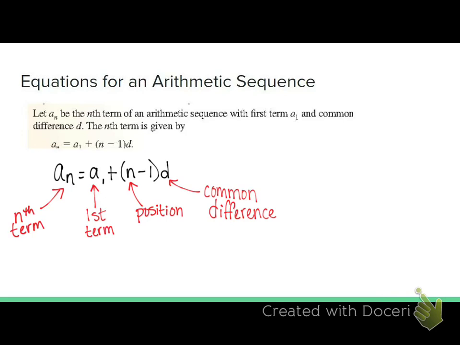Usually what these problems entail is that we're given a sequence and asked to find the nth term, like the 25th term. So we have to identify the first term. If we're looking for the 25th term, we would put 25 in for our position number. Then we would use the sequence they gave us to find the common difference. Then we plug everything into this formula and use our order of operations to find the term we're looking for.